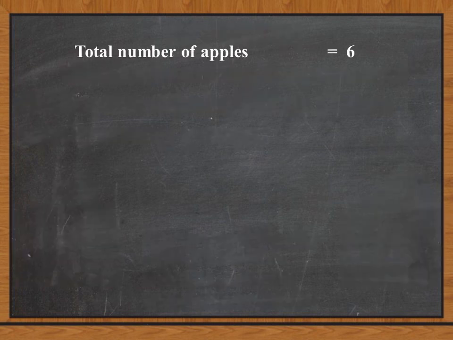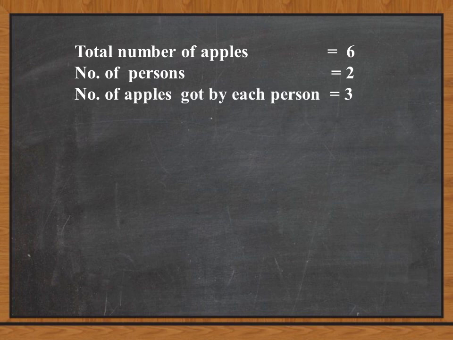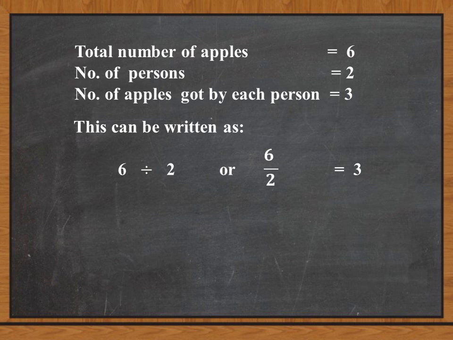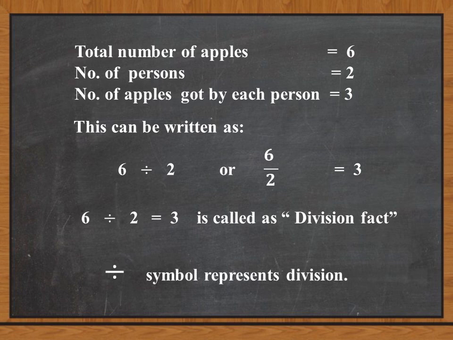As said above, total number of apples equals to 6. Number of persons equals to 2. Number of apples got by each person equals to 3. This can be written as 6 divided by 2 equals to 3. 6 divided by 2 equals to 3 is called as division fact. Divided by, this symbol represents division.